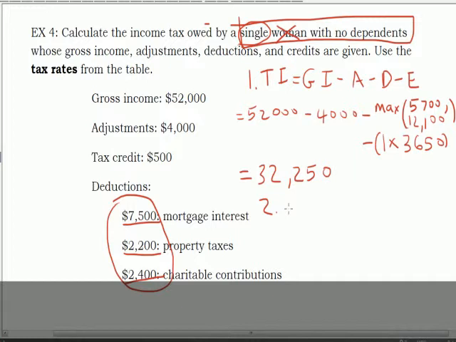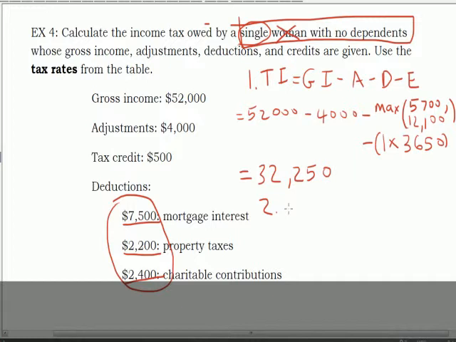For a single person, the first $8,375 of taxable income is taxed at 10%. Then the income between $8,375 and $34,000 is taxed at 15%. The income from $34,000 to $82,400 at 25%. The income from $82,400 to $171,850 is at 28%. From $171,000 to $373,000 or so at 33%, and thereafter at 35%.